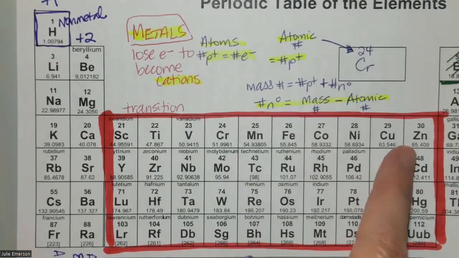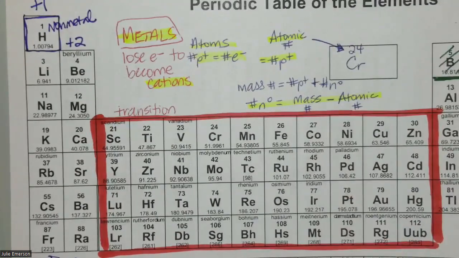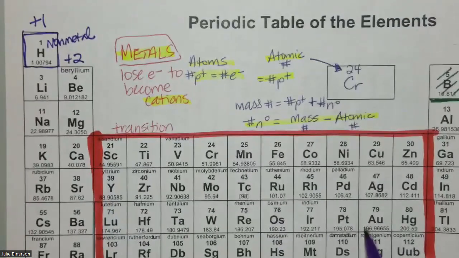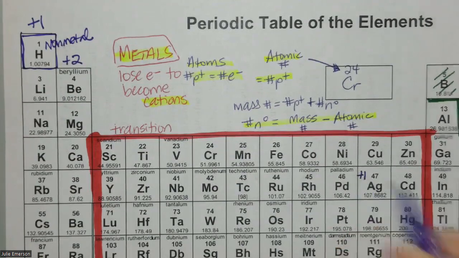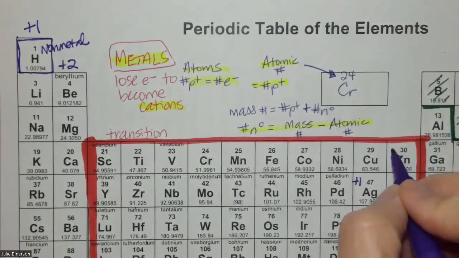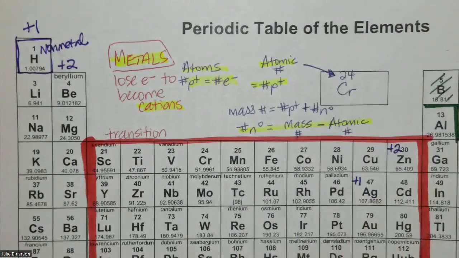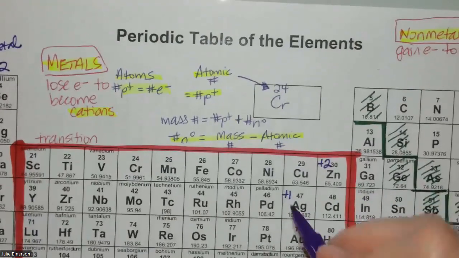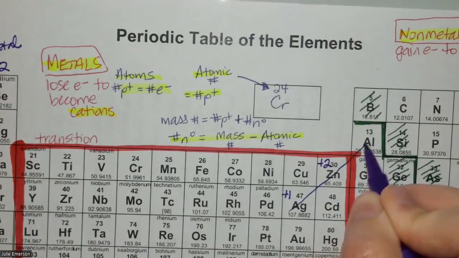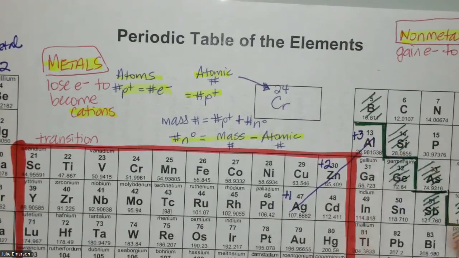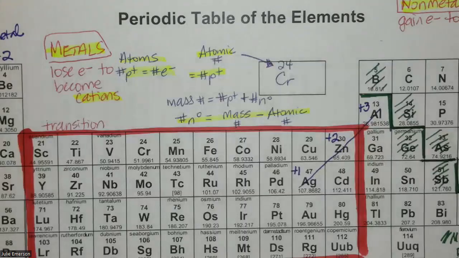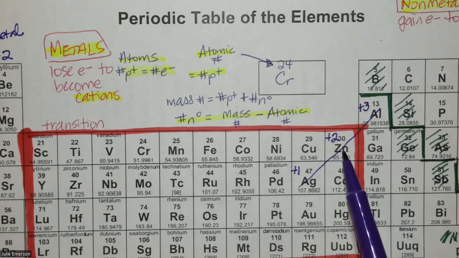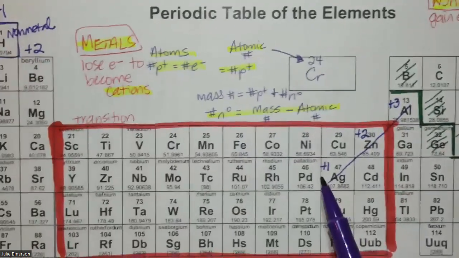There are 2 transition metals, though, that always have the same ionic charge. Silver, Ag, number 47, is always a +1 charge cation. Zinc is always a +2. And to keep with this diagonal, if I look at my diagonal right here, aluminum is always a +3. So that makes it easy. We got 3, 2, 1. Aluminum is always a +3. Zinc is always a +2. Silver is always a +1.